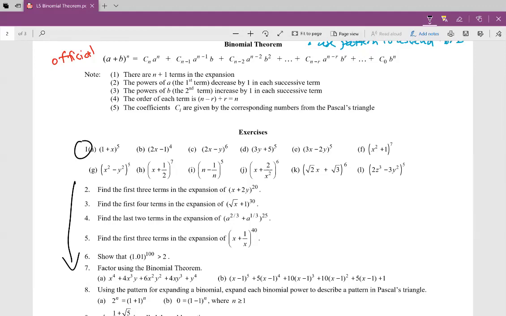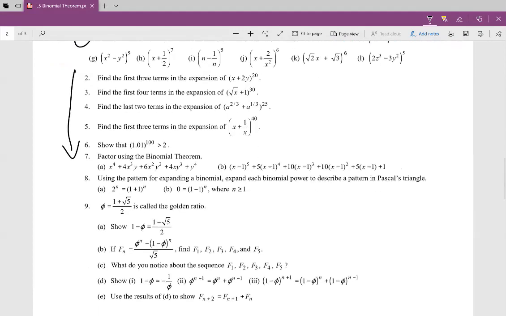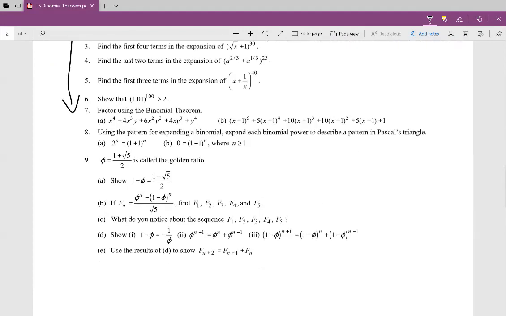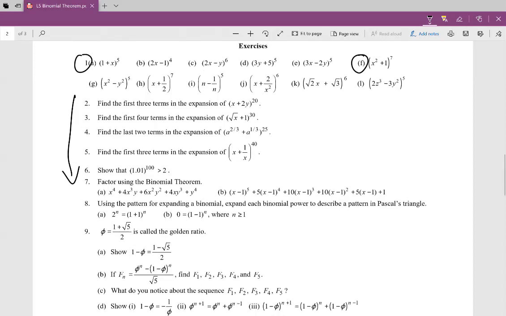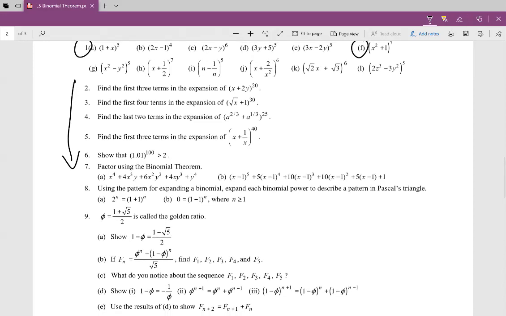So let's just do question F together. Now let's see if I can make up a new screen, because I don't have enough room here. Well, maybe I'll just do it down here. So question F we're going to do. Okay, because the reason why I'm not going to do the whole thing, but I'm going to first set it up so that you can see the answer. So question F is x squared plus 1 to the 7.